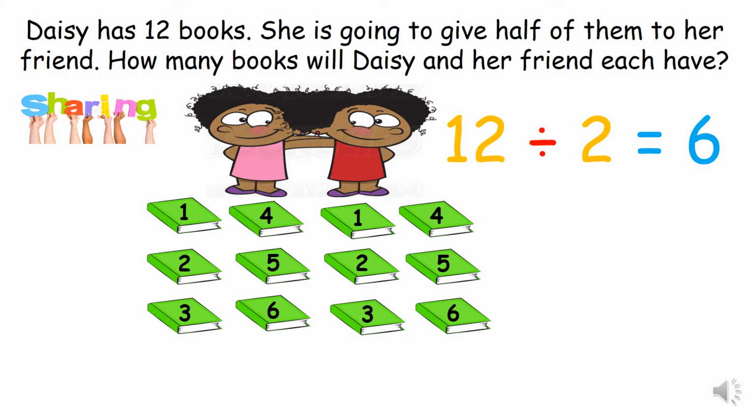Now we can complete our number sentence. 12 divided by 2 equals 6. And that's because we started with 12 books and then we shared them between 2 people and each person got 6 books.